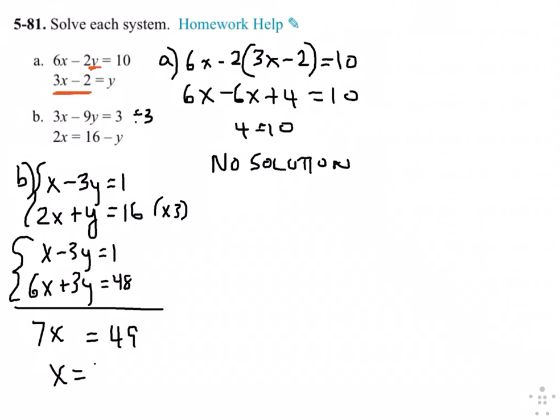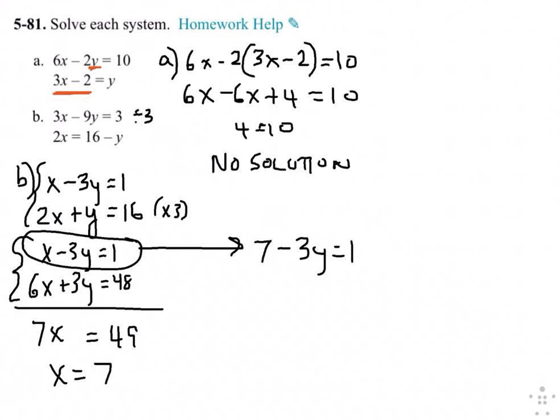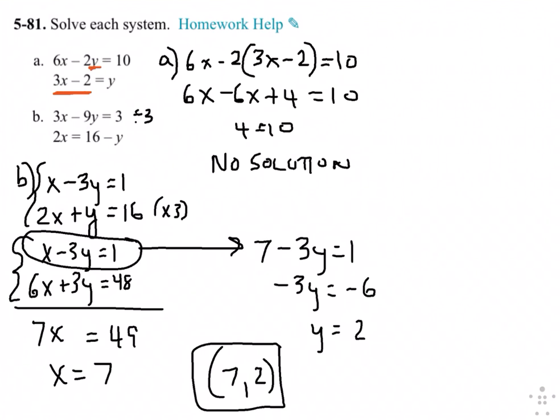So x equals 7. And now, I don't know, I'll take this equation, right? And I get 7 minus 3y equals 1. Negative 3y equals, subtract 7, is negative 6. y equals 2. So I get (7, 2), the ordered pair.